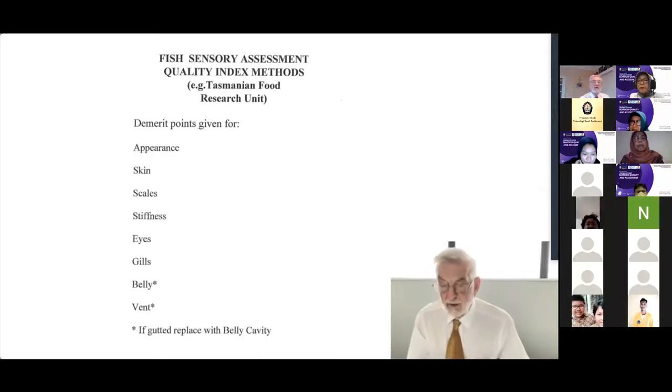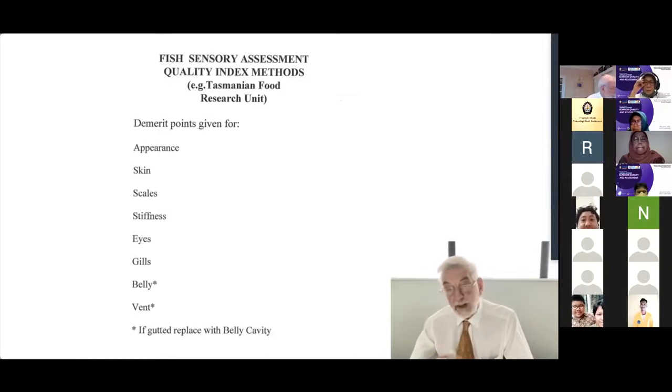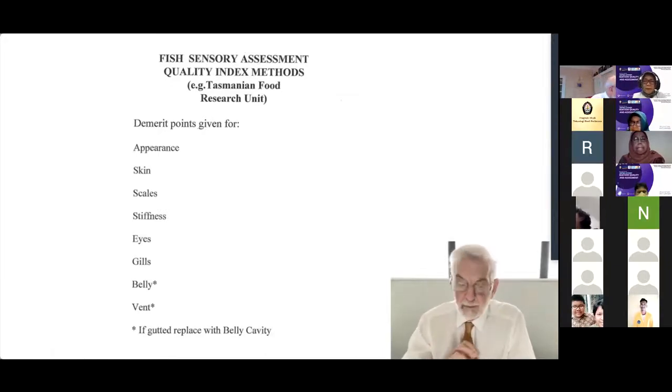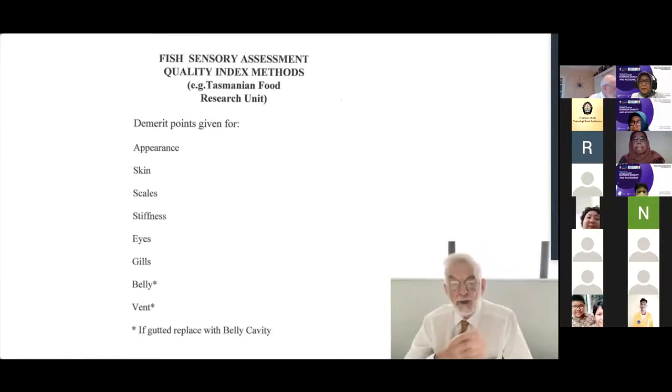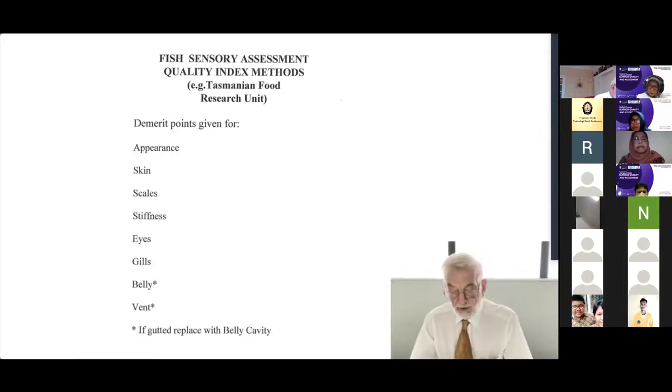What I'd like to move on to now is a quality index method. And the quality index method was initially developed by the Tasmanian Food Research Unit, as you can see on the slide here. And in this situation, it works the other way around. Demerit points are given for the same sort of factors we had with the TORI methods. Appearance, the skin, scales, stiffness, eyes, gills, and either the belly and the vent, or in the UK normally this would be replaced by belly cavity measurements and observations.